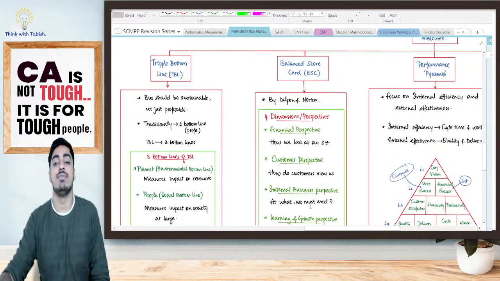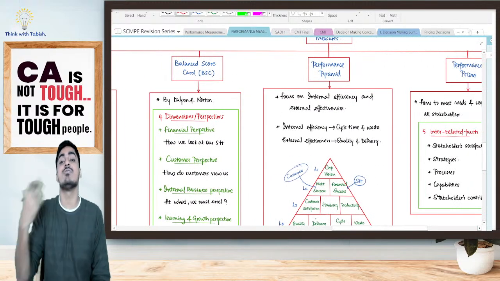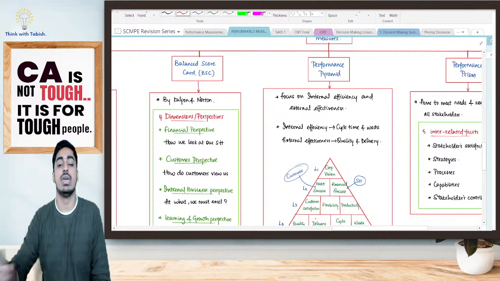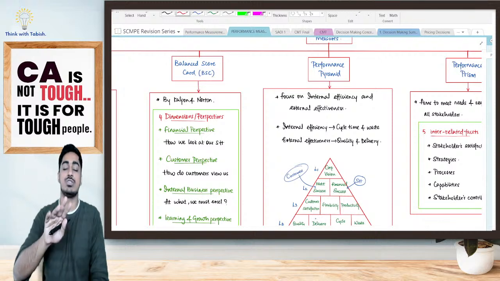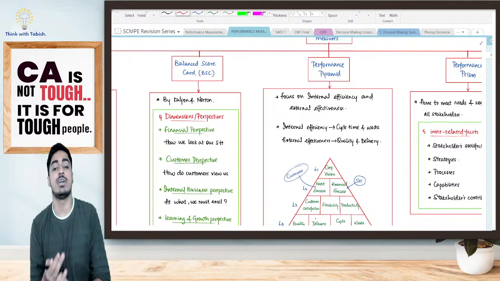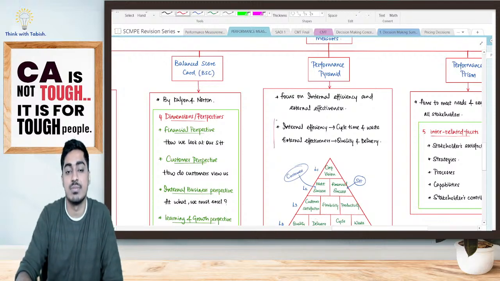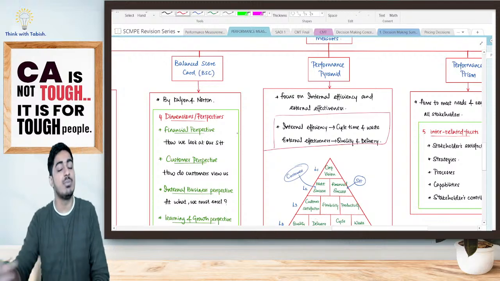Is it clear? Then we have the performance pyramid. It is focusing on internal efficiency as well as external effectiveness. For internal efficiency, 2 measures, students: cycle time and waste should get reduced. For external effectiveness, my quality and delivery should improve. Bare minimum, this much you should remember. If you can remember the complete table, good, but nothing like that is required.